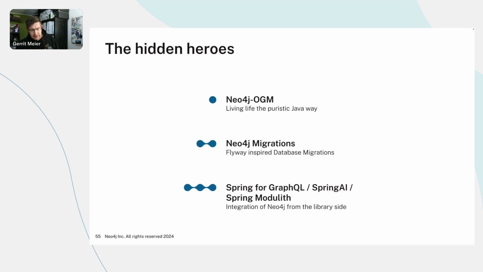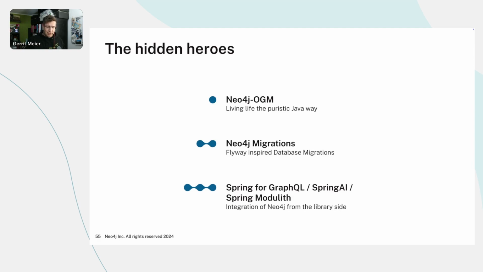Neo4j Migrations is somehow like Flyway. So if you know Flyway, it has multiple approaches to define schema evolutions and your database evolutions in general. So you get migration scripts that get applied before every start. And this is also nice to be used with Testcontainers, for example, if you want to get your test setup correct.